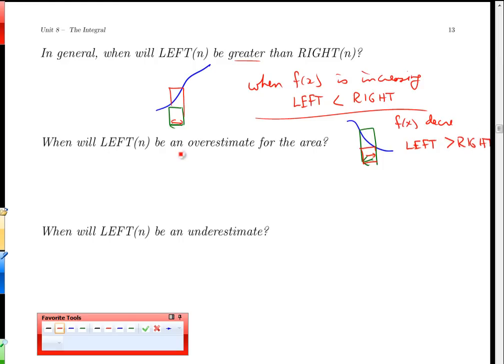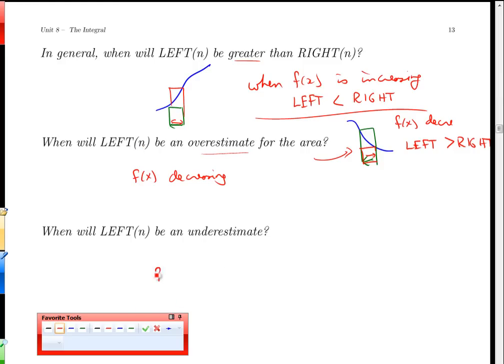When will left n be an overestimate for the area? Well, actually, there's our picture again. When f of x is decreasing. If on each interval the function is going down, but we use an area based on the uppermost point, the leftmost point, our rectangle is going to be larger than the area underneath the curve. And so whenever f of x is decreasing, we're going to get an overestimate using the left-hand sum.